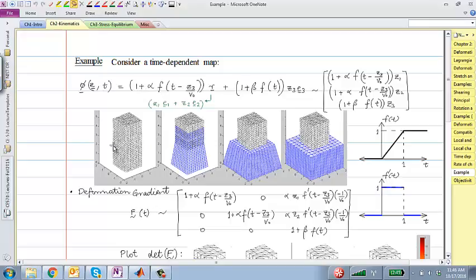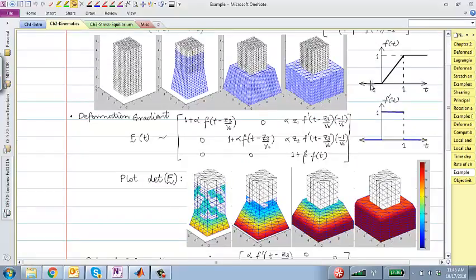Therefore, the lateral dimensions, the e1 and e2 dimensions, increase, which is what this blue configuration is showing. So the original was black, and after time 1, we get this deformed blue configuration. And you will notice that in addition to that, we have the height changing. So it drops down by beta, and it expands by alpha. This is what the map is.